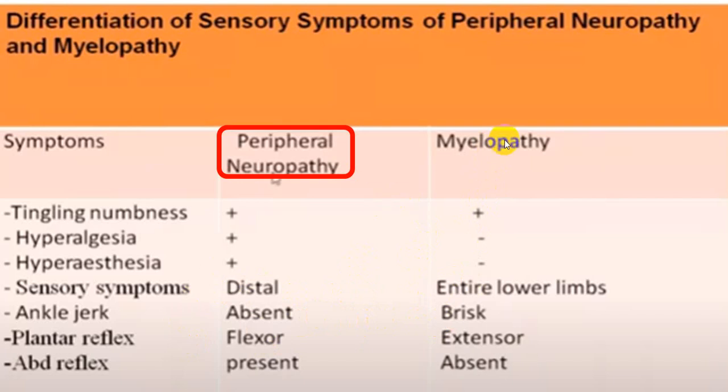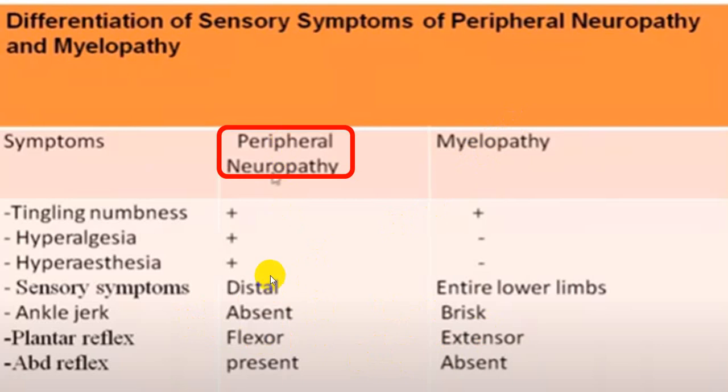Sorry, this is myelopathy. This is not myopathy, it is myelopathy. In a myelopathy, you will have upper motor neuron variety. So reflex will be brisk. Plantar reflex will be extensor.